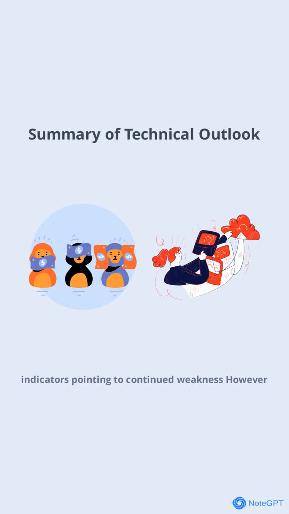pointing to continued weakness. However, the price remains above the 200-day SMA, suggesting that the long-term uptrend is still intact. Key support and resistance levels, along with oversold signals from the stochastic and Bollinger Bands, hint at the possibility of a technical bounce if buying interest returns.